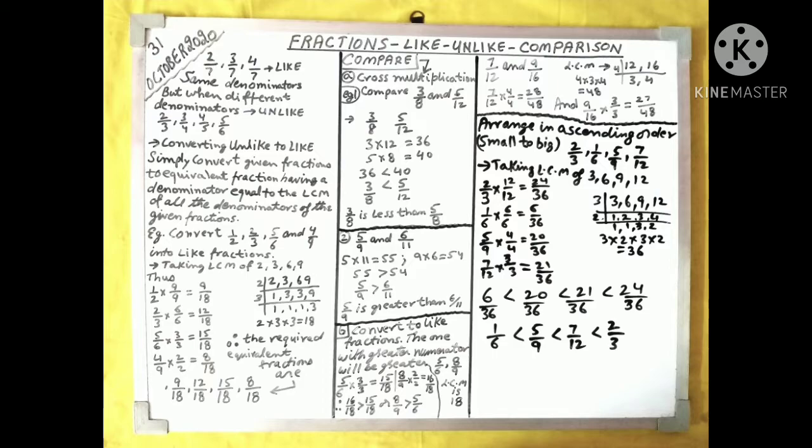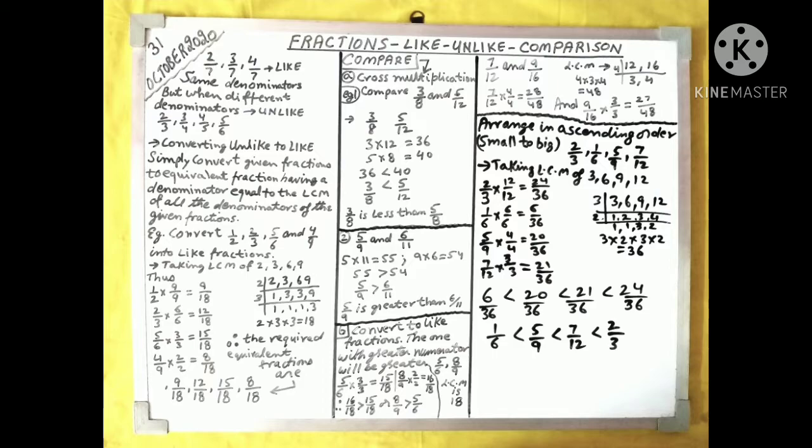Now let us understand how to compare. The general method of comparison of two fractions is, first one is method of cross multiplication, right? Say for example we have the question, compare the fractions 3 by 8 and 5 by 12. By cross multiplication we get 3 into 12 is equal to 36 and 8 into 5 is equal to 40. Clearly 36 is less than 40, so 3 by 8 is less than 5 by 12.